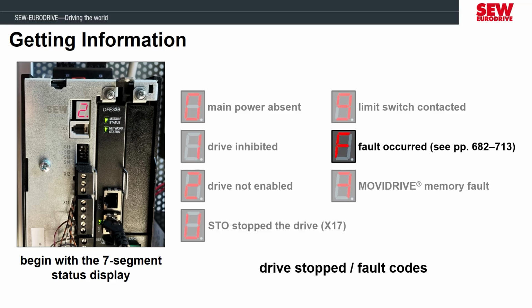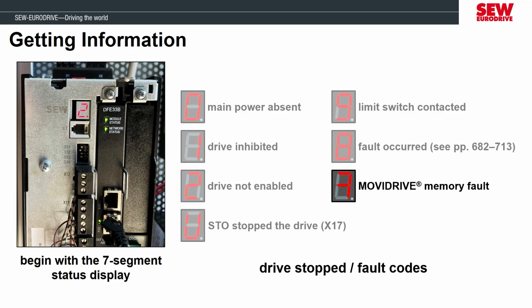If a fault does occur, it will always be flashing and the fault code will display after the letter F. In this example here, you can see the F008 code being shown, which is a speed monitoring fault that we'll discuss in more detail shortly. You can go to these pages here in the MOVIDRIVE system manual to read better descriptions of the fault codes.